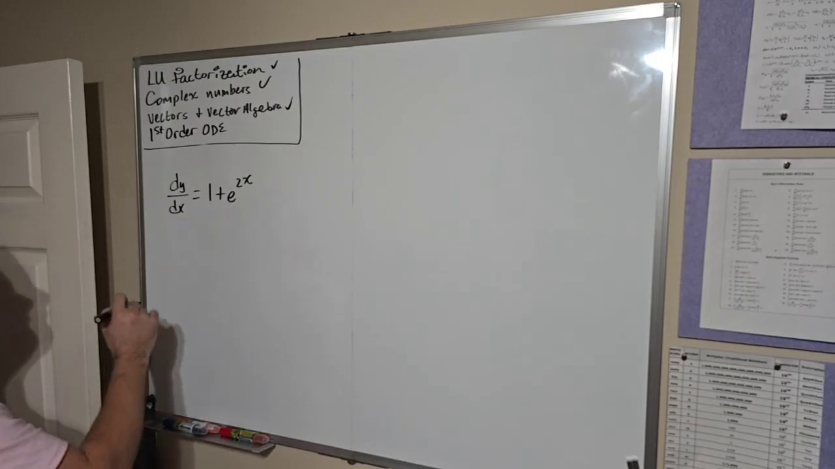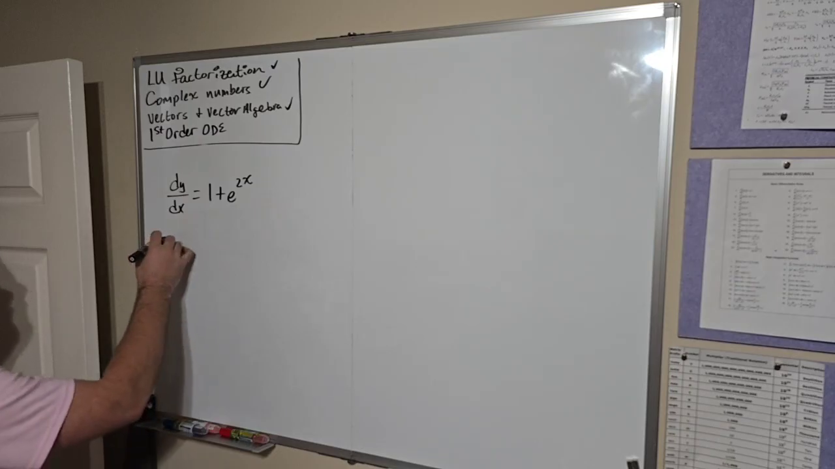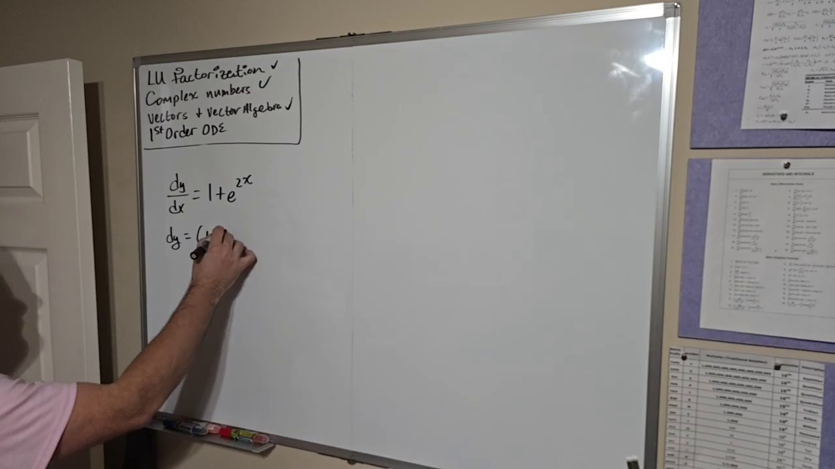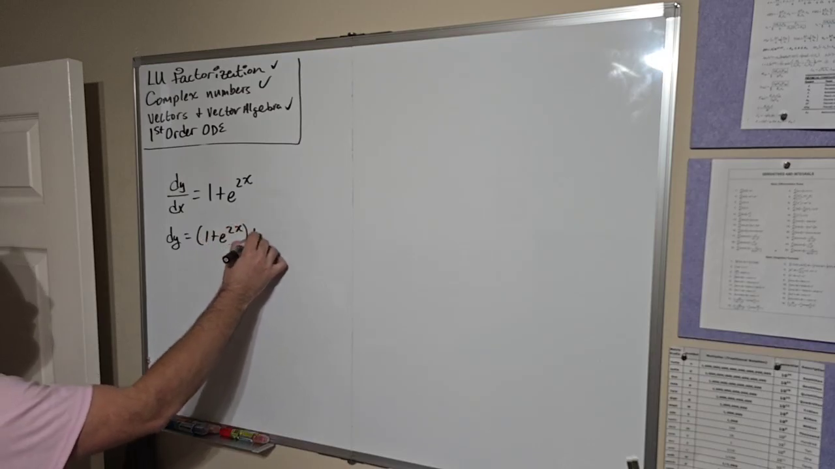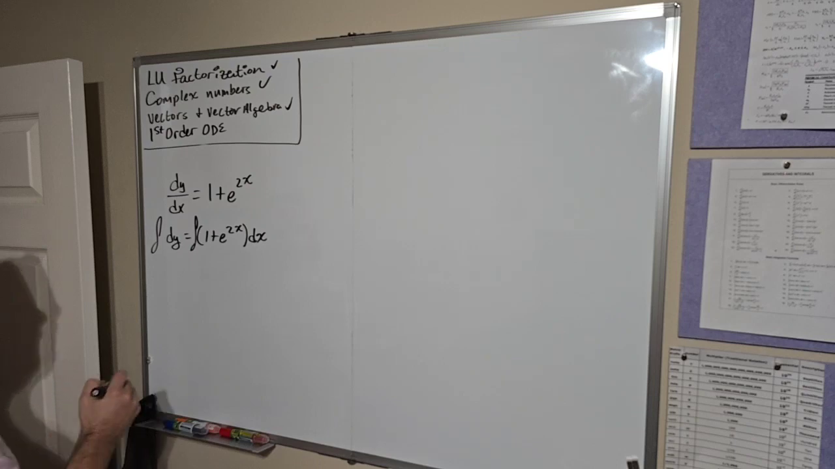So all we have to do is multiply this dx over, and we're done separating. We can go straight into our integration. So we have dy here, and then we're going to have 1 plus e to the 2x dx. And then we can add our integration symbols, and then we can just do our integration.